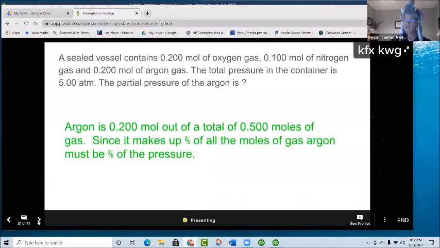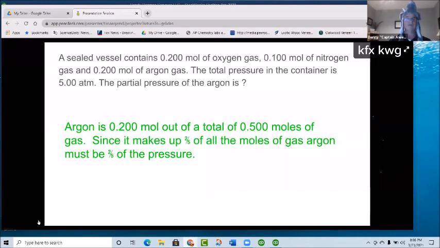Argon is 0.2 moles out of a total of 0.5 moles. Add all the number of moles together. So if it's 0.2 out of 0.5, that means it's 2/5 of all the moles. And if it's 2/5 of all the moles, then it has to be 2/5 of the total pressure. So 2/5 of 5 atmospheres ends up being 2 atmospheres. So if you got that one right, great job.